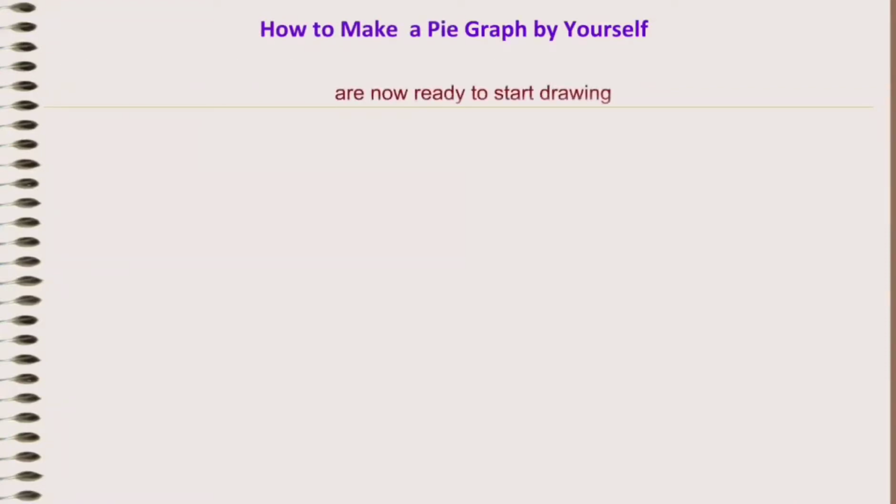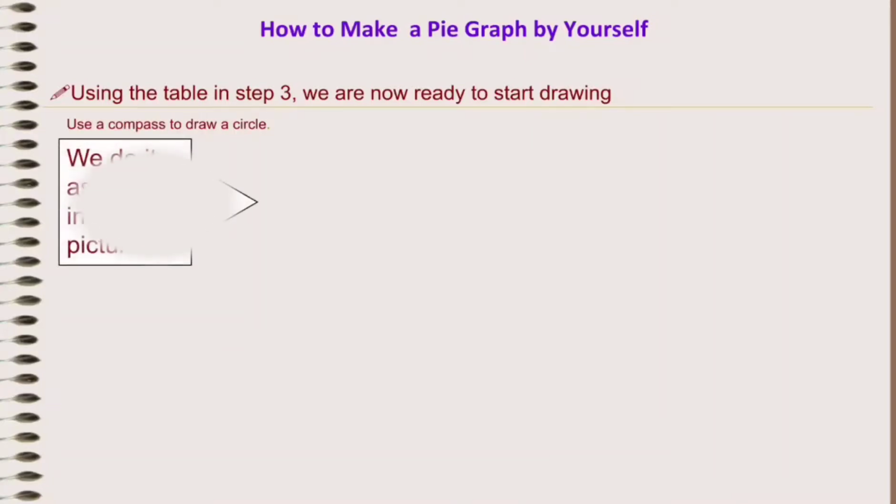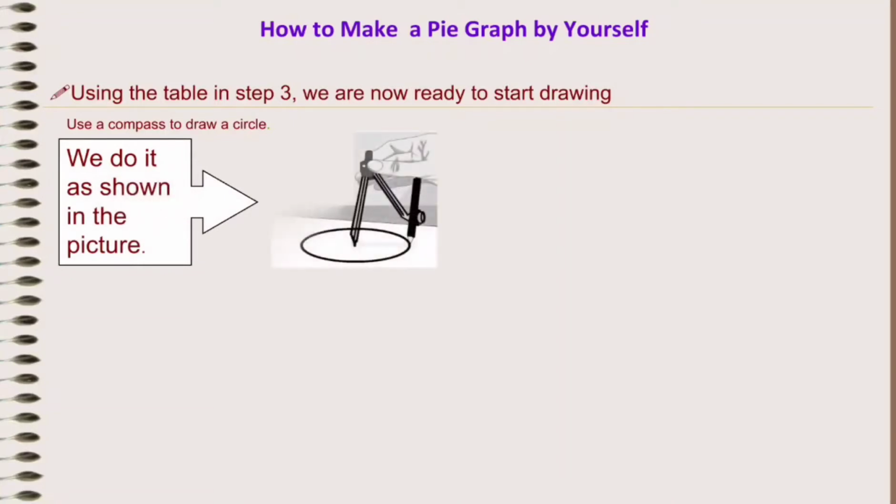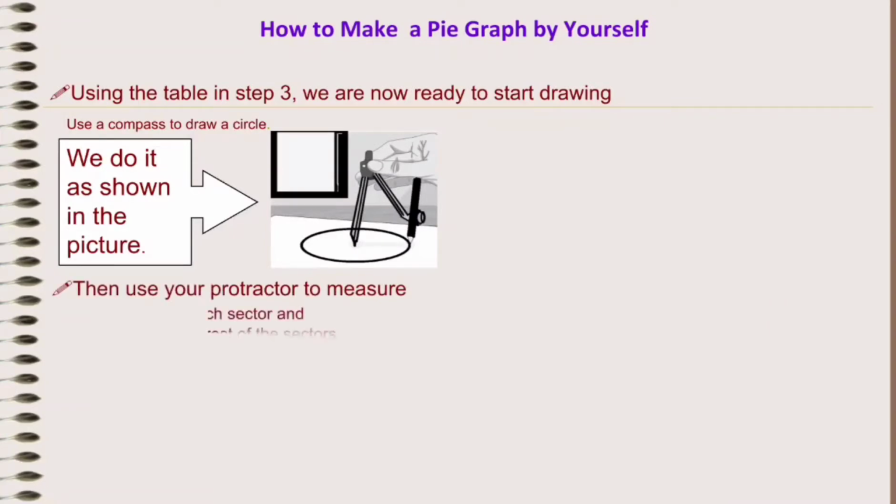Next step, after having the sectors, now use the table in step 3. We are now ready to start drawing. So use a compass to draw a circle. Or if you don't have a compass, maybe you may use any circular object. No? Huwag lang yung sobrang laki, syempre. Okay? Then, use a protractor to measure the sector. So, we need to use a protractor to have an exact measurement of the degree of each sector, and continue with the rest of the sectors.